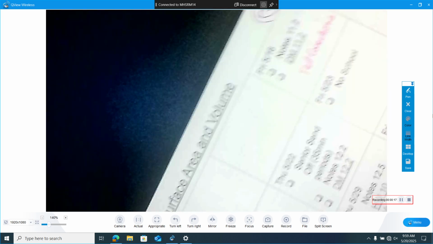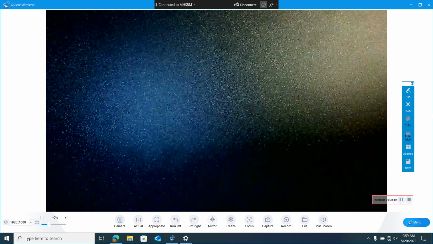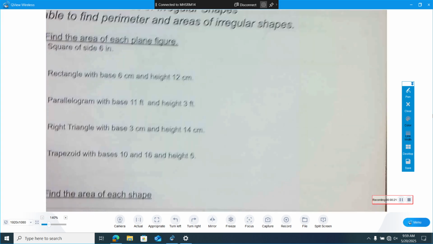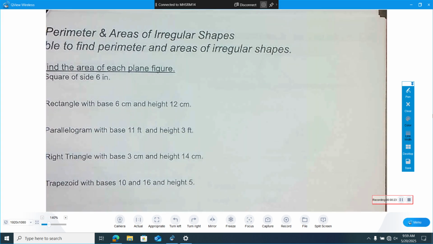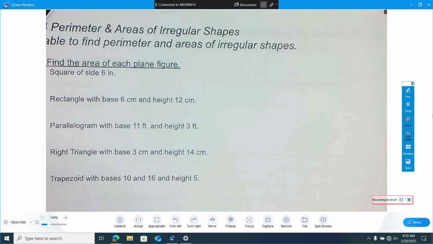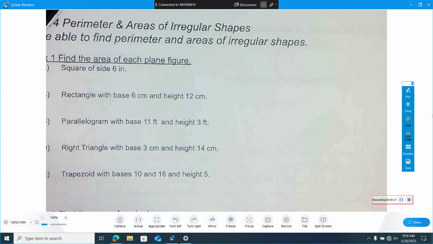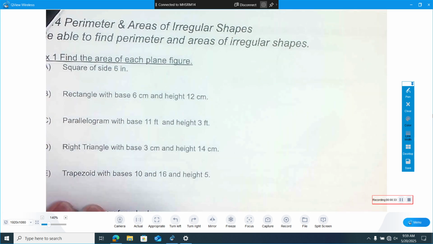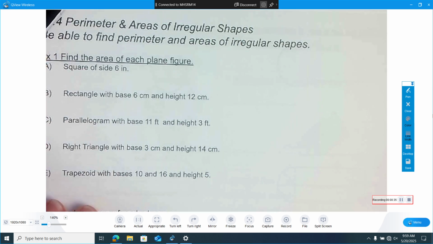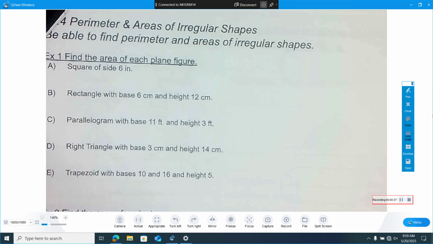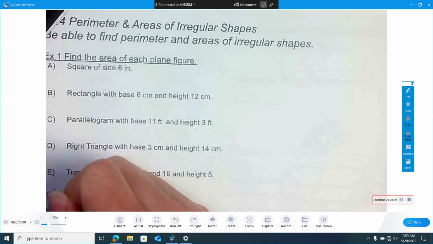Here we go. We are on 11.4, perimeter and areas of irregular shapes. We want to be able to find perimeters and areas of all kinds of figures. As a review, I'm not going to find the area, but let's write down the formulas again so that they're easy. And in fact, I'm going to include rhombus.